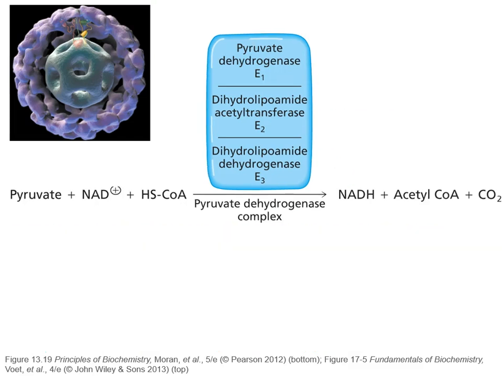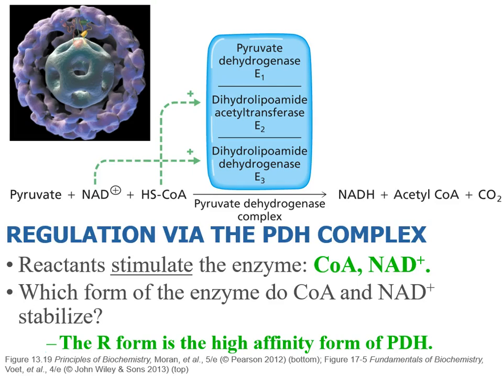And we also might be able to guess that we have stimulation of the pyruvate dehydrogenase complex in which the reactants, coenzyme A and NAD+, will stimulate the enzyme. And in this case, the coenzyme A and the NAD+ stabilize the R form, or the high affinity form of the pyruvate dehydrogenase complex.